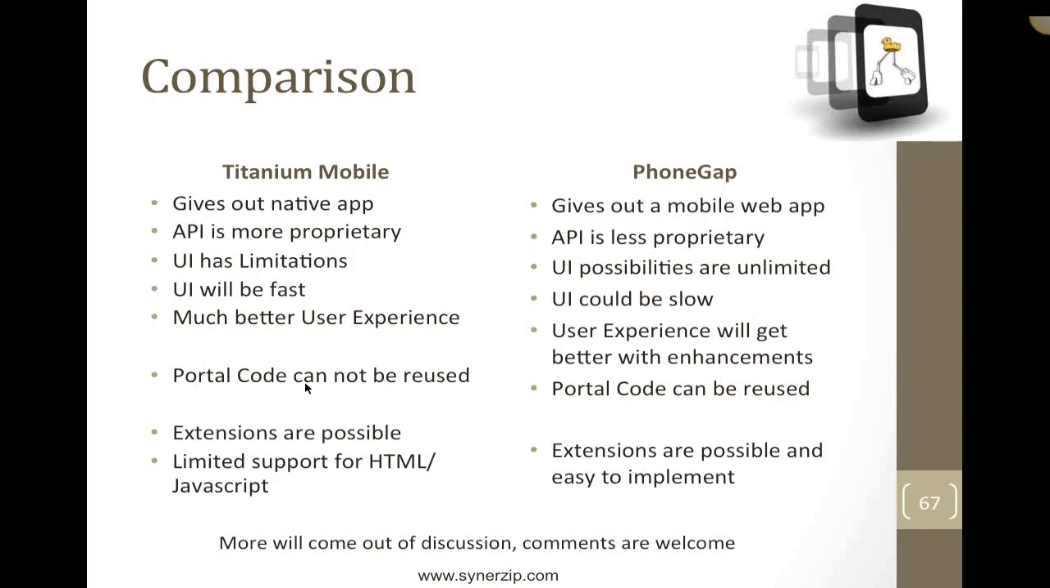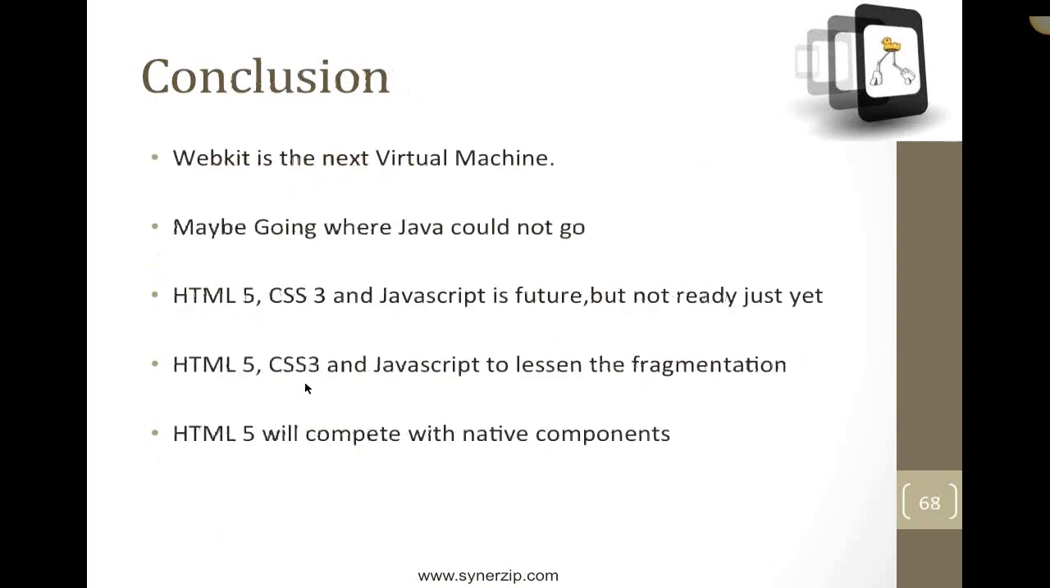Titanium also supports the HTML and JavaScript route, but it has very limited functionality and is not the right way to go. This is my overall comparison of these two frameworks. And my final conclusion on this topic would be that WebKit seems to be the next virtual machine. It will probably go where Java could not go. Java came as a virtual machine for all the platforms, but Java could only reach the desktop world. Java could not reach the mobile world.